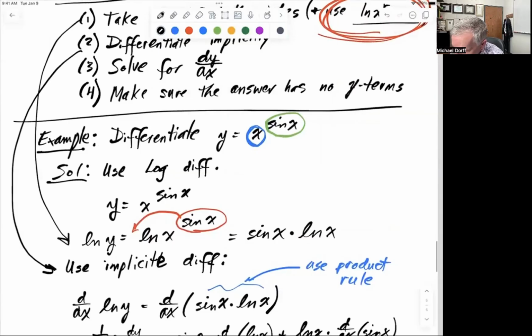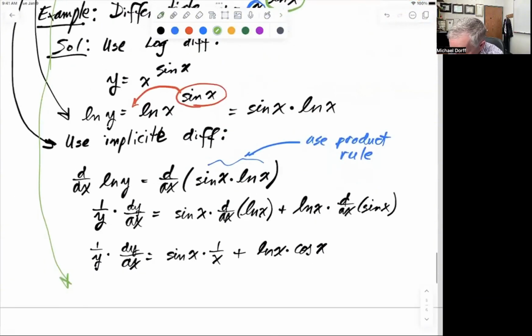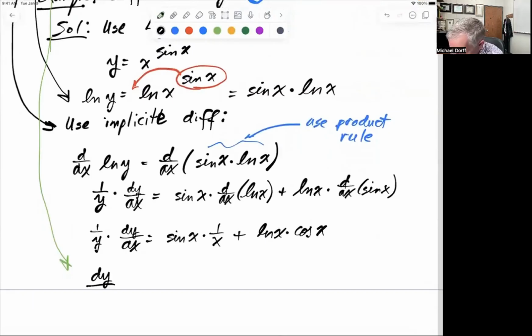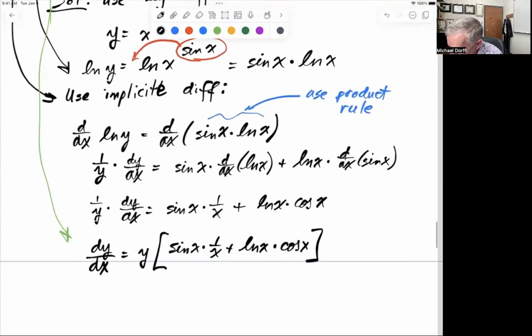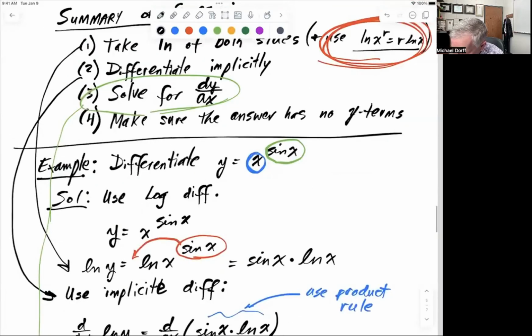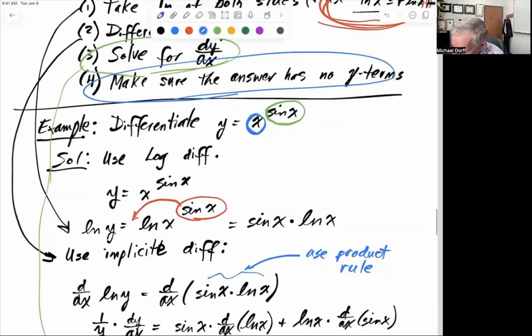Step 3 is I solve here in green, solve for dy dx. So I'm going to solve for dy dx here. So I've got dy dx. To solve for that, I'm going to multiply both sides by y. I'm going to put a big parentheses here because everything is going to be multiplied by y. And then I do the last step, which says make sure the answer has no y's in it.